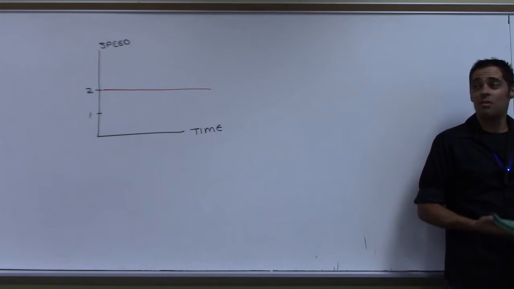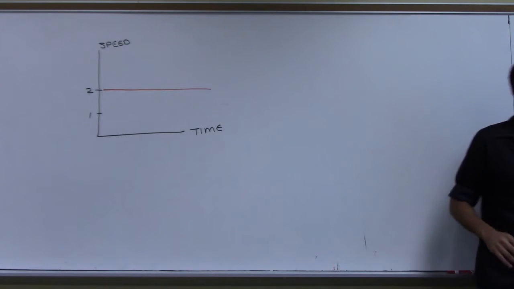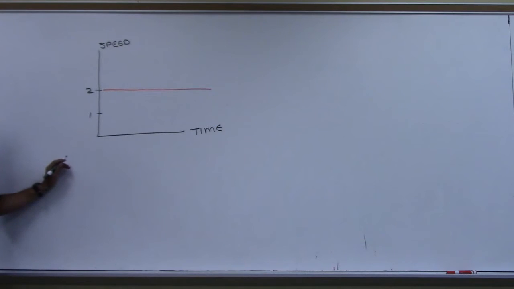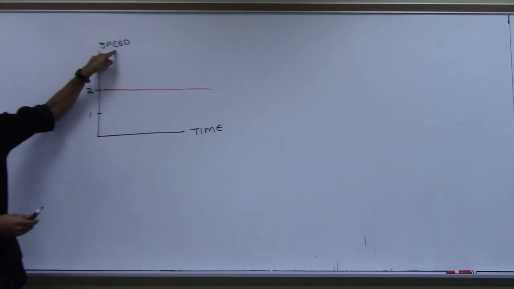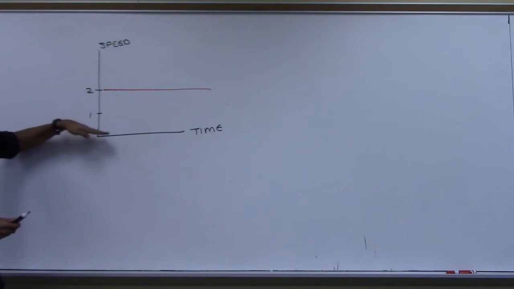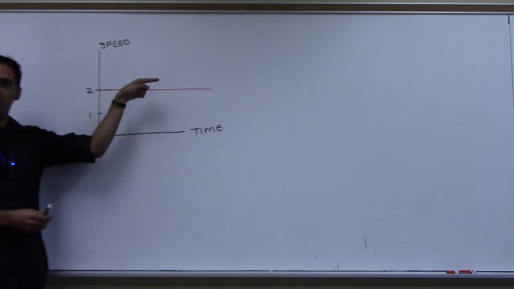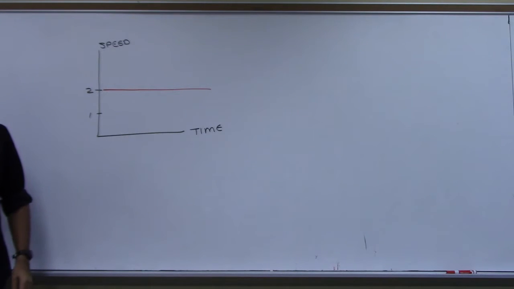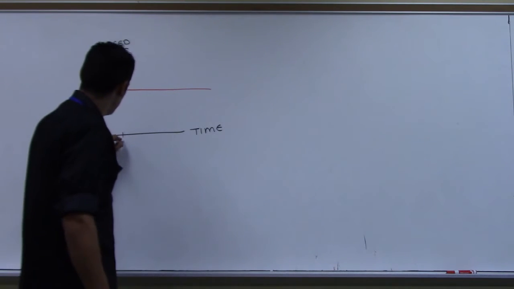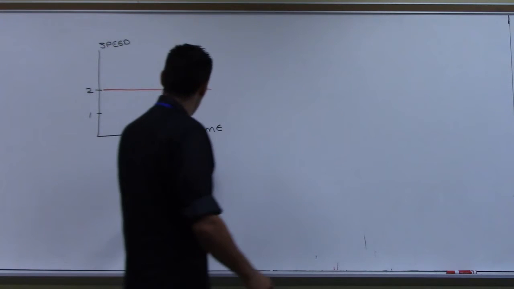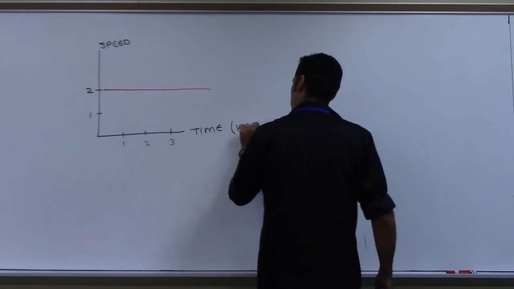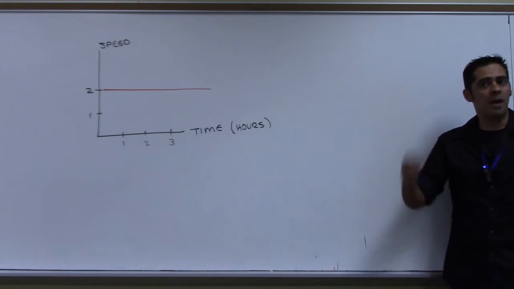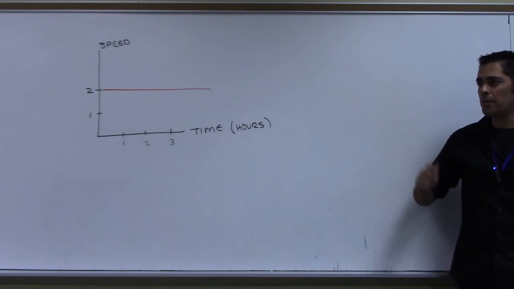All right, so would you agree that a person walks at a constant speed of 2 miles per hour? That would be the graph of their speed. Look, I'm plotting speed, right? So speed is 2 miles per hour, so at every point in time, their speed is 2 miles per hour. How far have they gone in 3 hours? So let's say this is time 1, 2, 3 hours. They've gone 6 miles? Would everyone agree with that?